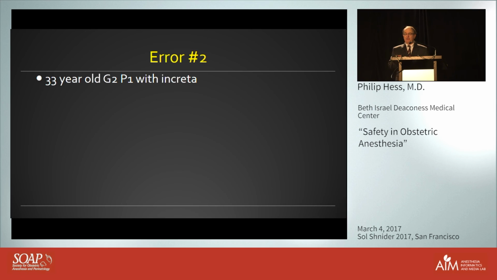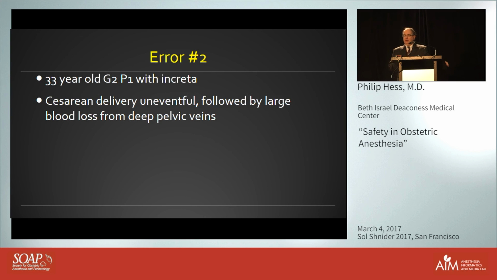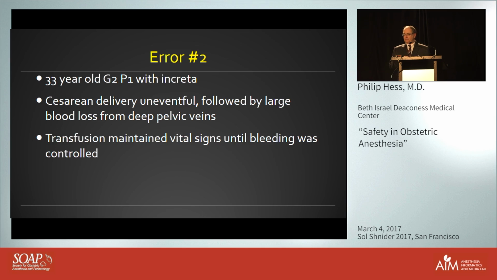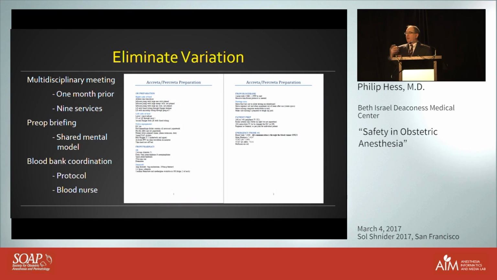The presentation here of a case is a 33-year-old gravid 2 para 1 who had an increta from a previous cesarean section. She underwent cesarean delivery uneventfully, followed by huge blood loss from the pelvic veins around the increta. Transfusion was used to maintain her vital signs until bleeding was controlled, and we had a process in place to make sure that variation was eliminated.